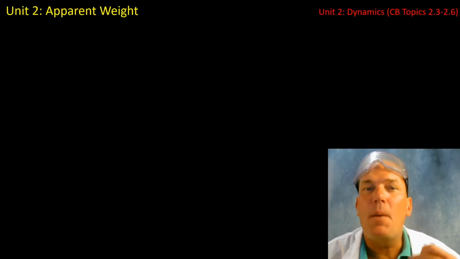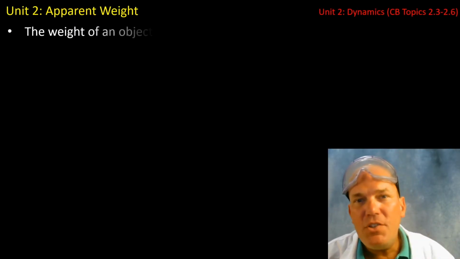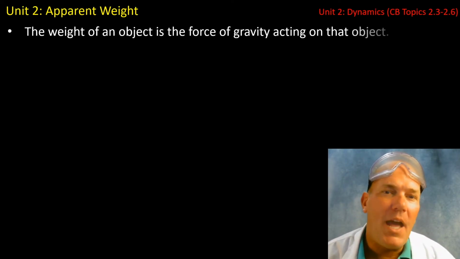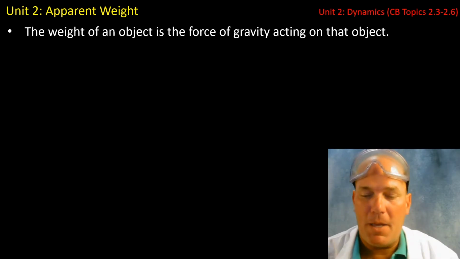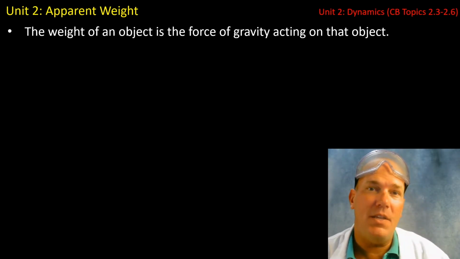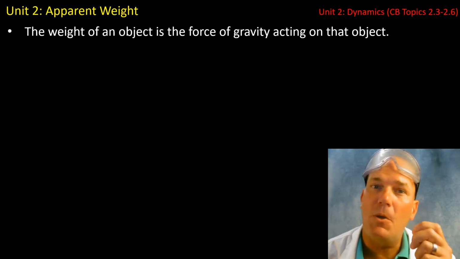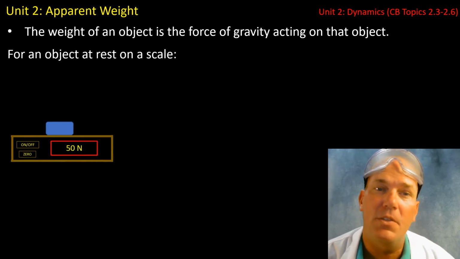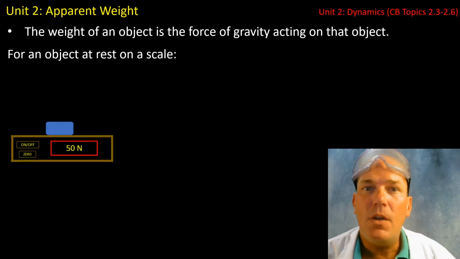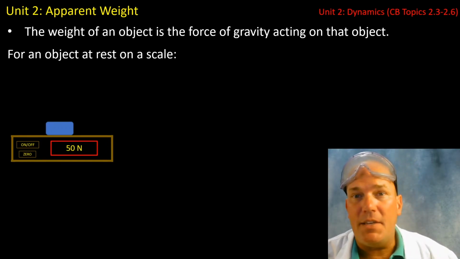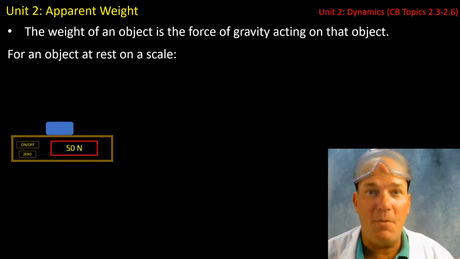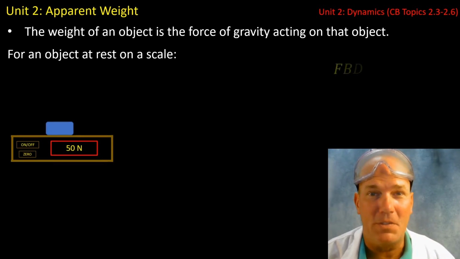Let's talk about apparent weight. Now, as you know, the weight of an object is the force of gravity acting upon that object, which is the product of the mass multiplied by the acceleration due to gravity. Let's draw a free body diagram for this object at rest on a scale. The scale tells us it weighs 50 newtons.